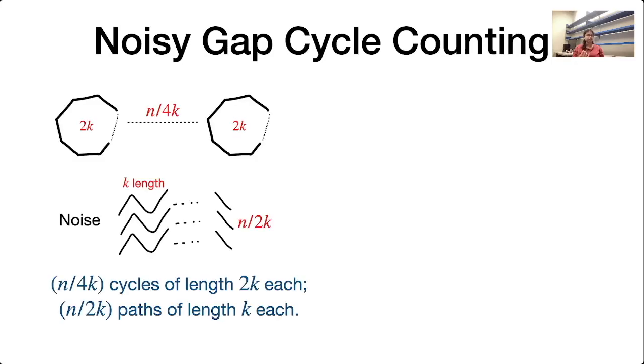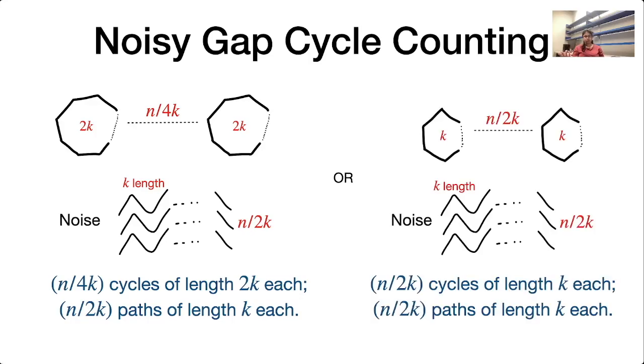We're going to add some noise to these instances. That is, the graph is still going to contain cycles of length 2k, but in addition, it is also going to have paths of length k. And the same is true for the other case as well. So now, half of the graph vertices are going to be split off and counted as noise, and they will form paths of length k, and the other half are still going to form cycles. More concretely, the graph now contains either n over 4k cycles of length 2k or n over 2k cycles of length k, and in addition, it's also going to have n over 2k paths of length k.